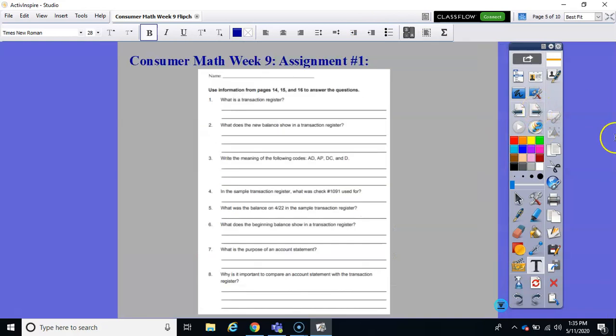So your first assignment for this week is to answer these 8 questions based on those pages. Let me make sure there's nothing in there that, yeah, that's all just based off of this assignment. So you don't have to go back to previous notes pages to answer these questions.